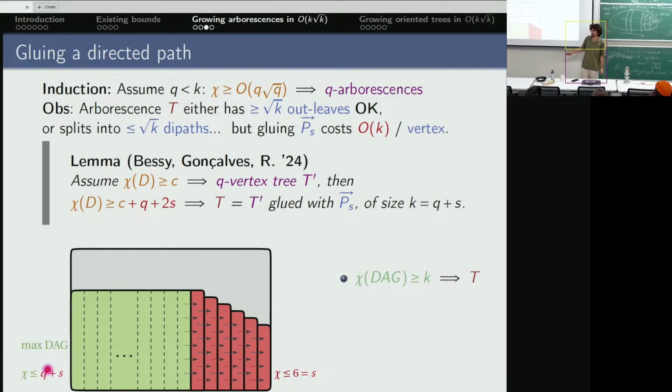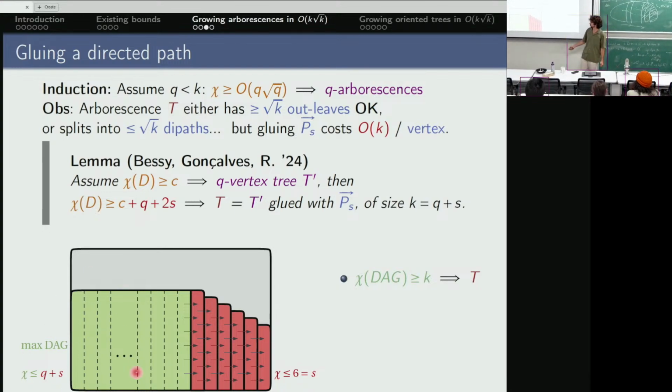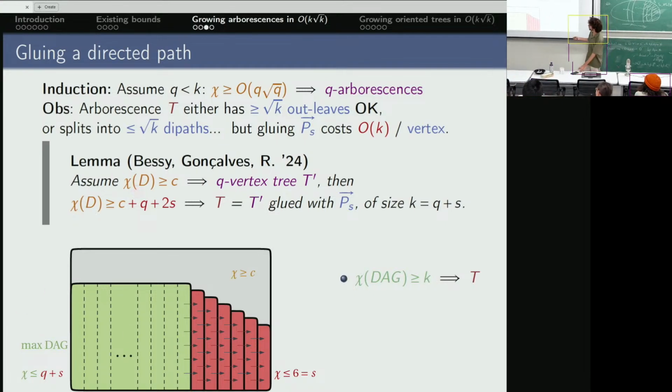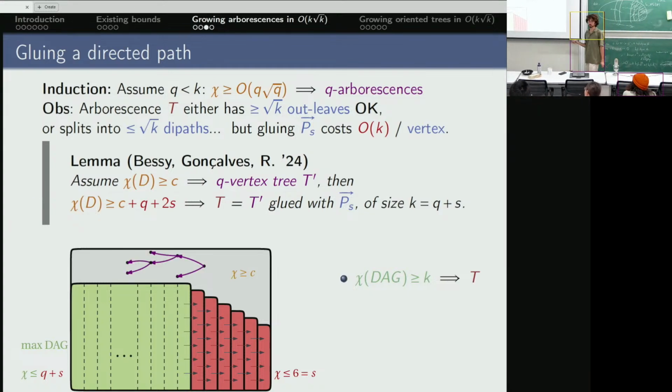And again, my DAG at any point has chromatic number Q plus S at most. So, by the way I have chosen my bound, of course, I have chromatic number C at least left in the gray zone. So I can find my tree. I can find both an out neighbor and an in neighbor in the DAG, but I don't care about the in neighbor at this point.